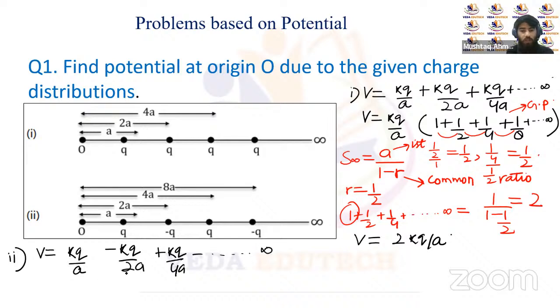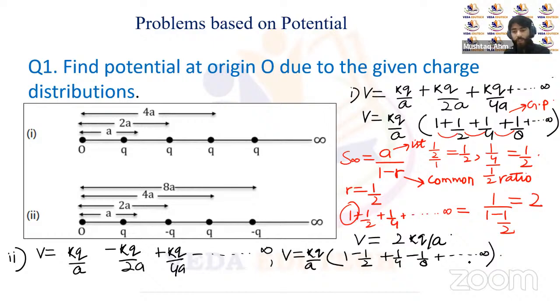Up to infinity. So we can rewrite this equation as p is equal to kq upon a, with kq upon a taken as common. So we'll be left with 1 minus 1 by 2 plus 1 by 4 minus 1 by 8 up to so on, up to an infinite number of terms. And we can again see that this series also forms a GP. It's once again a geometric progression of an infinite number of terms.